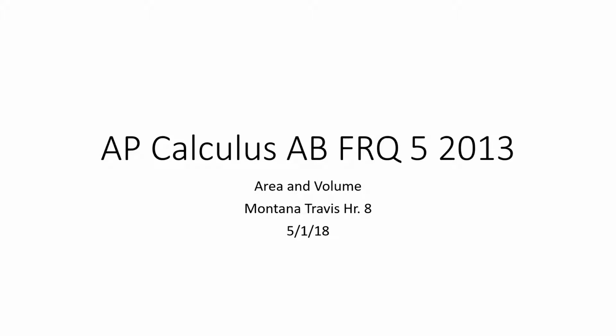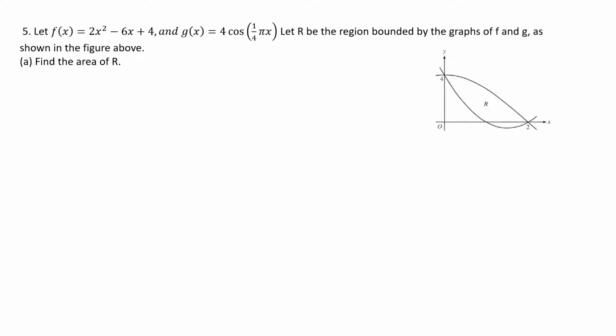Today we are doing AP Calculus AB free response question number 5 from the 2013 test on area and volume. Let's get started. It says let f of x equal 2x squared minus 6x plus 4 and g of x equal 4 times the cosine of 1/4 pi x. Let R be the region bounded by the graphs of f and g as shown in the figure above, or in my case to the right. Find the area of R for part A.